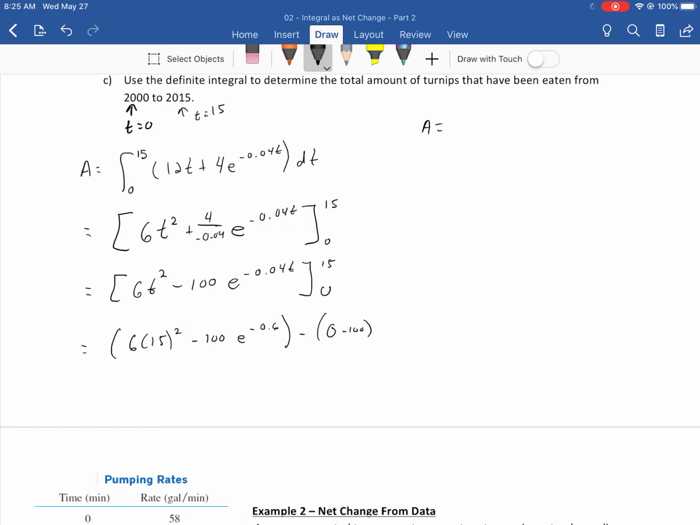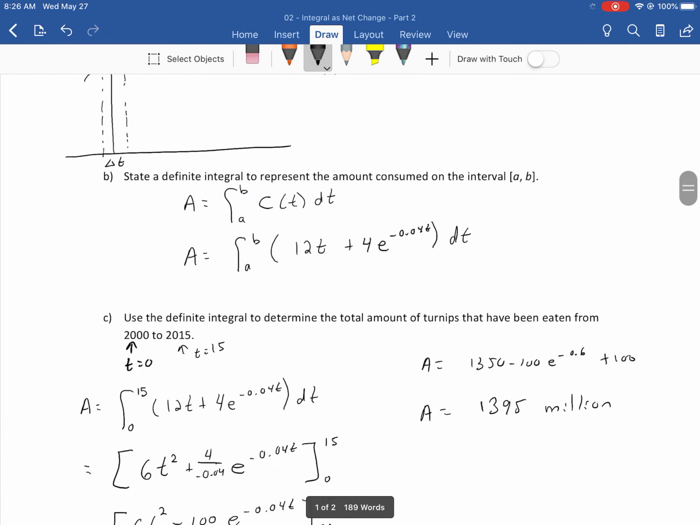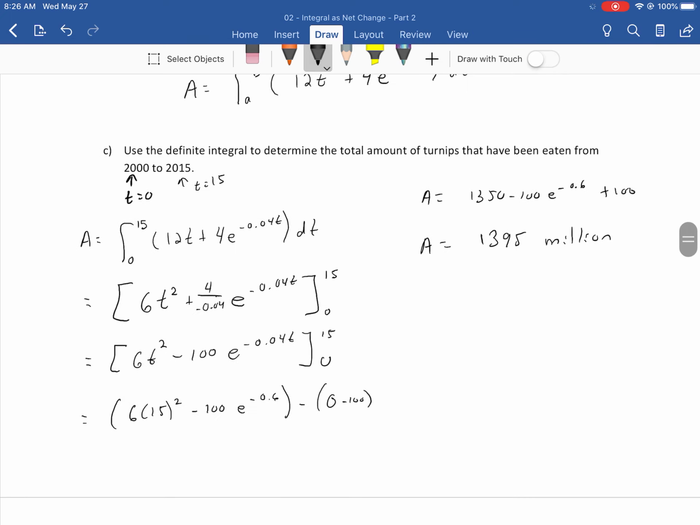So we'll go up here. First bracket, let's see, type that in. 1350 minus 100 e to the negative 0.6. I guess I really don't need that bracket now. And then plus 100. It's got that e in there, so I better type that into my calculator, and I get 1,395, rounded off, million. 1,395 million turnips got eaten from 2000 to 2015 there.